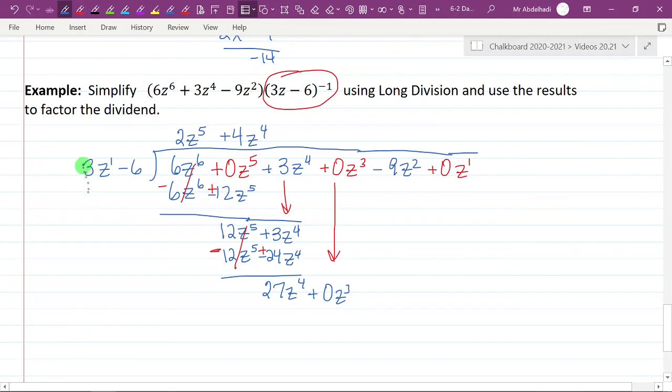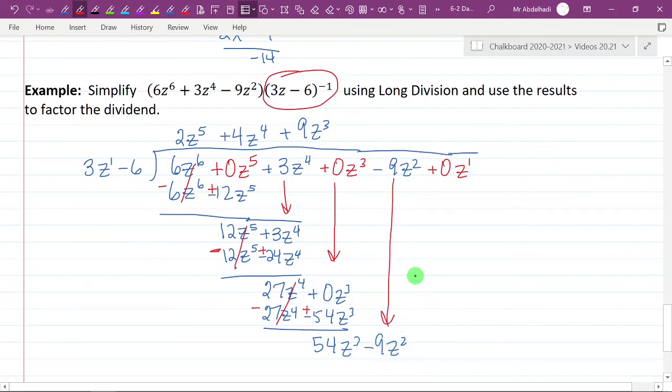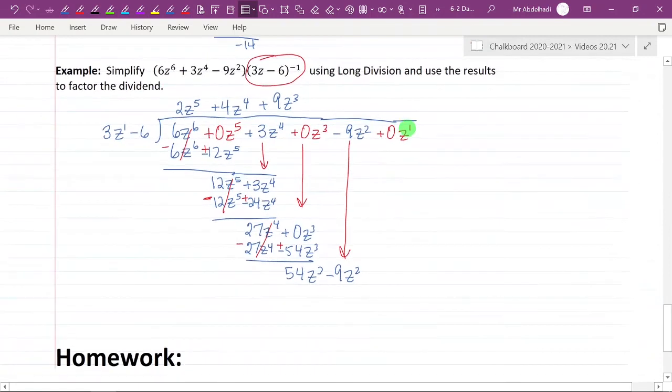All right, what would you multiply by 3z to get 27z to the 4th? 9z to the 3rd. 9z to the 3rd times 3z is 27z to the 4th. That works. 9z to the 3rd times 6 is -54z to the 3rd. Change the signs, add. We get 54z to the 3rd. Bring down the next term, minus 9z squared. Yes, this does take up a lot of space. Let me zoom out a little bit here.